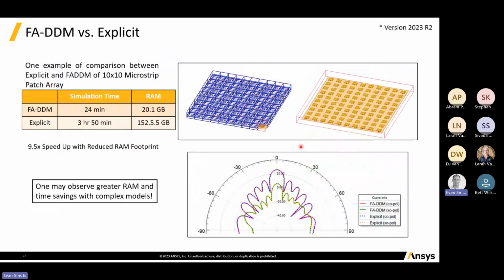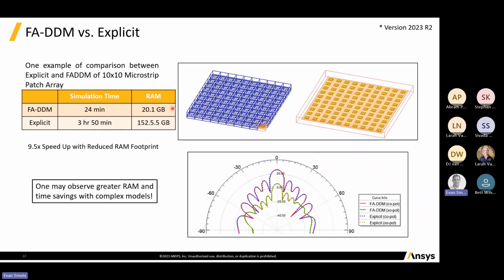And if we just have a look at, obviously, the goal of today is to look at some of the faster, easier methods to solve these problems. So if we look at some of the statistics here, just modeling a 10 by 10 micropatch array, we can see here that if we compare the explicit model, which is this image on the right here, to our finite array domain decomposition method, we can see that there is a dramatic drop in simulation time, 24 minutes versus almost 4 hours. And we're also using a fraction of the RAM, okay?